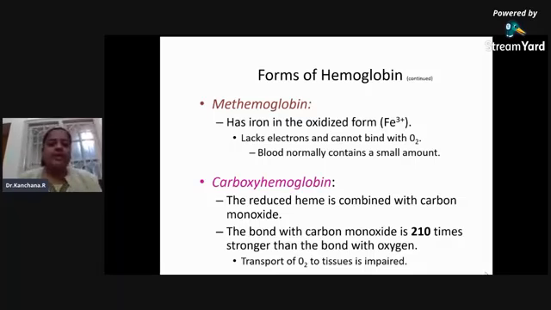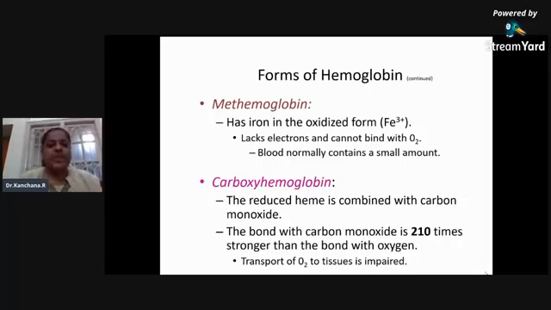Now, what is carboxyhemoglobin? Carboxyhemoglobin is nothing but reduced heme combined with carbon monoxide. Carbon monoxide in a very excessive amount leads to carbon monoxide poisoning.